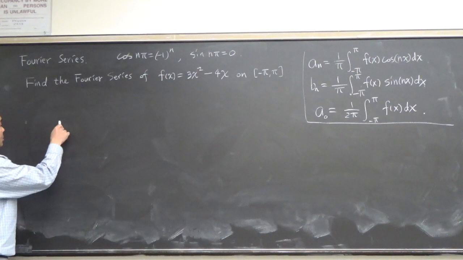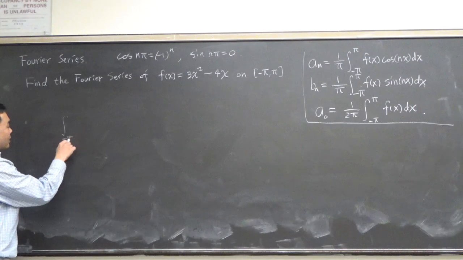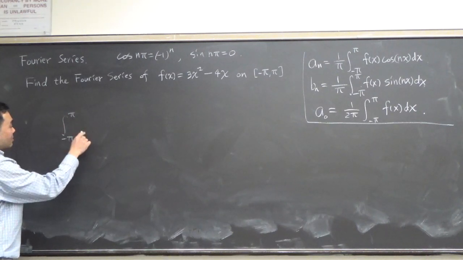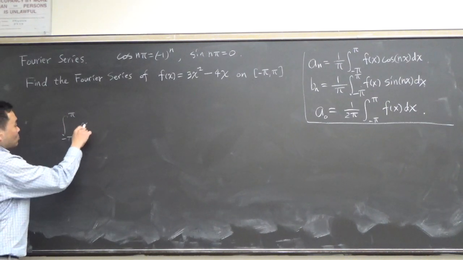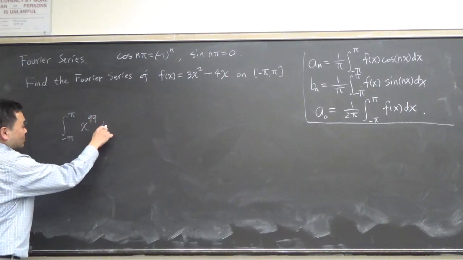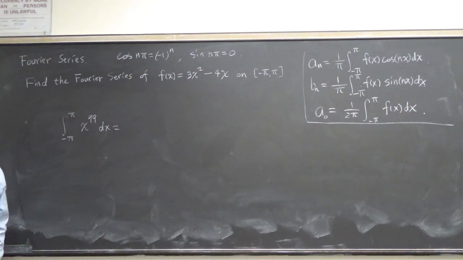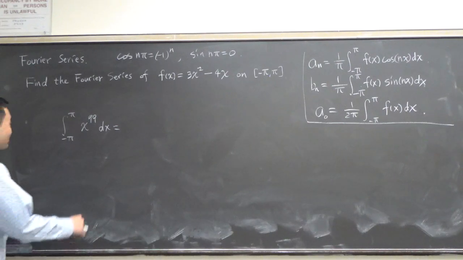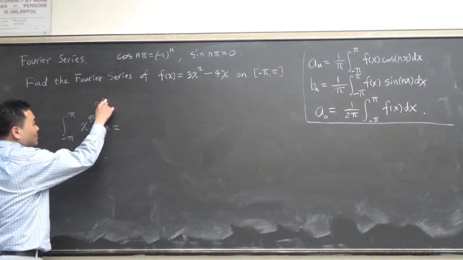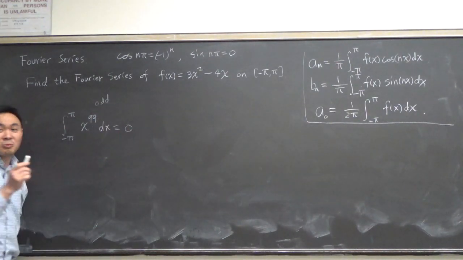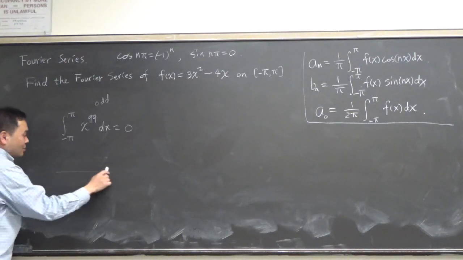So let's see, the integral from negative pi to pi of, say, x to the 99th power dx. What's this? 0. Why? It's an odd function. That's exactly the thing I wanted. This is an odd function, so it's 0. What does odd function mean?